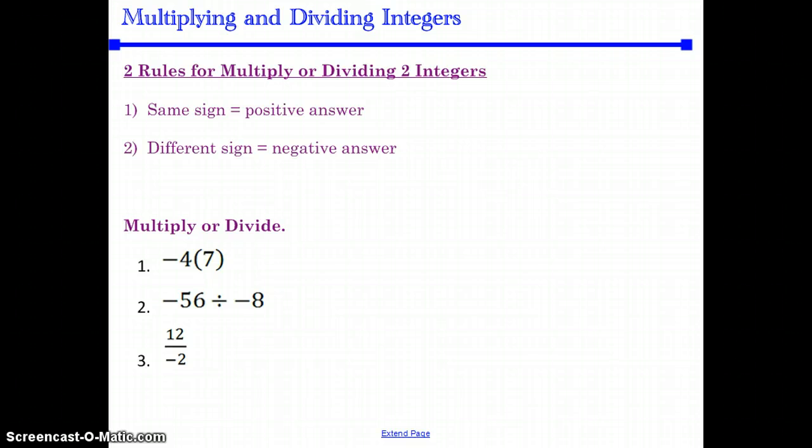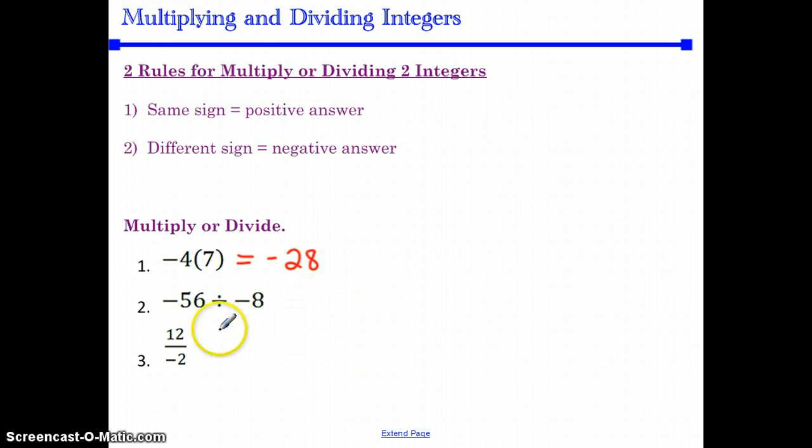If the two numbers have a different sign, so one's positive and one's negative, your answer is going to be negative. So down at the bottom here, if we multiply and divide, in number 1, we're multiplying negative 4 times 7. Whenever you see parentheses, that means multiplication. So since we have our two numbers, we're multiplying them together. 4 times 7 is 28. And because they have different signs, a negative 4 and a positive 7, our answer is negative.